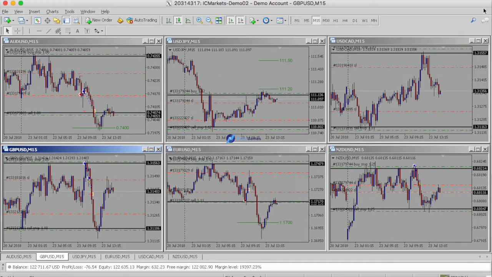Okay, we're currently in a few positions on the Australian dollar, Euro dollar, dollar yen, and the remaining pairs we have pending orders set. Okay guys, we'll see how this session goes.